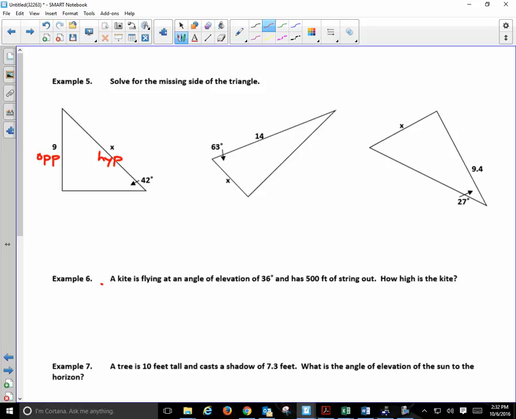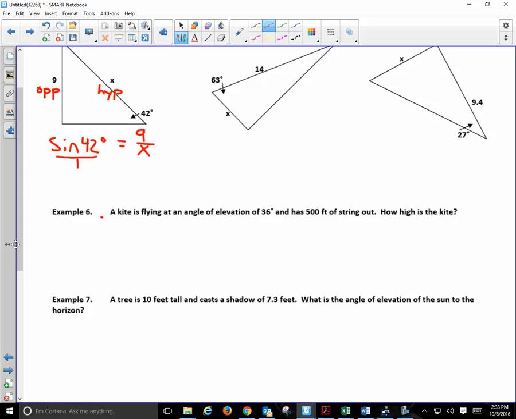If I have the opposite and the hypotenuse, will I use sine, cosine, or tangent? Which one involves opposite and hypotenuse? Sine. So that's where you have to think of SOHCAHTOA. I have the opposite and the hypotenuse, and so I use sine. See it now? Okay, all right. Unless you say something, I assume you see it, so let me know. So I take the sine of the angle, 42 degrees, and I set it equal to, what is the opposite? 9 divided by, what's the hypotenuse? X.